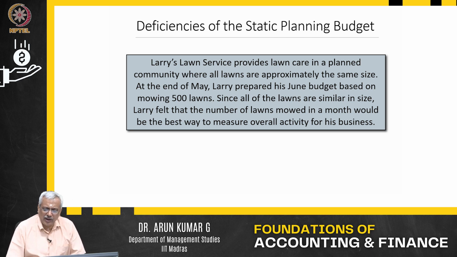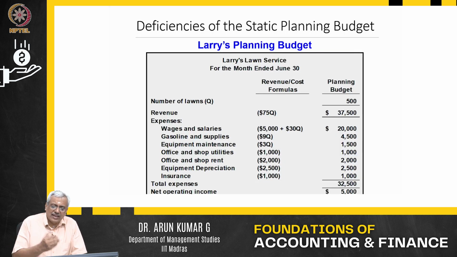Larry's Lawnmower Services provides lawn care in a planned community where all lawns are approximately the same size. At the end of May, Larry prepared his June budget based on mowing 500 lawns. Since all of the lawns are of similar size, Larry felt the number of lawns mowed in a month would be the best way to measure overall activity of the business, which is perfect. Now he says, this is what he has got. In this slide, Q is nothing but the quantity. Quantity is 500 lawns, as you can see in the bracket.